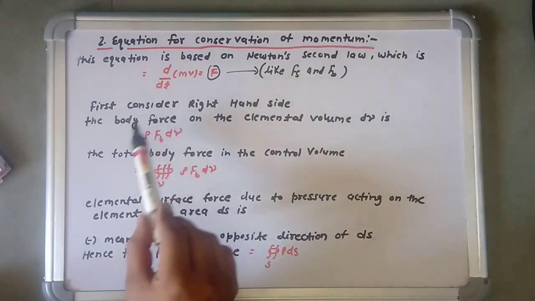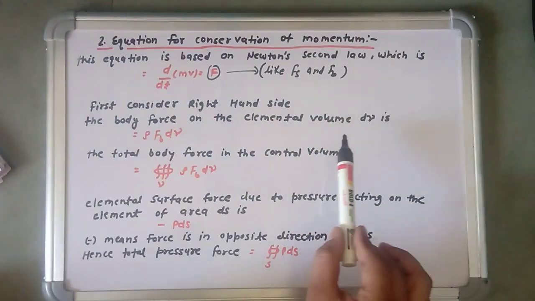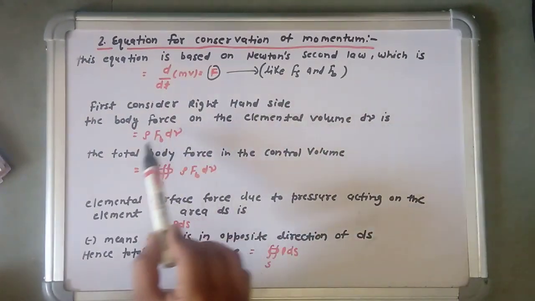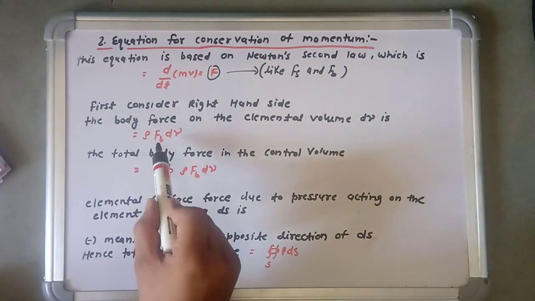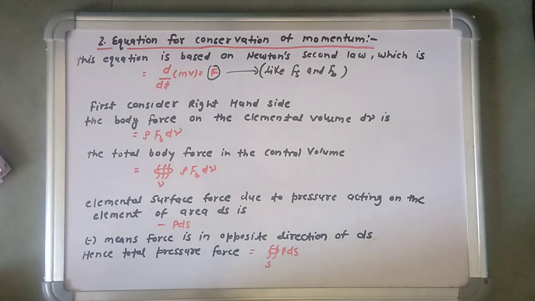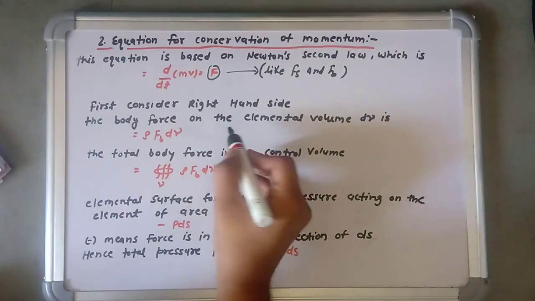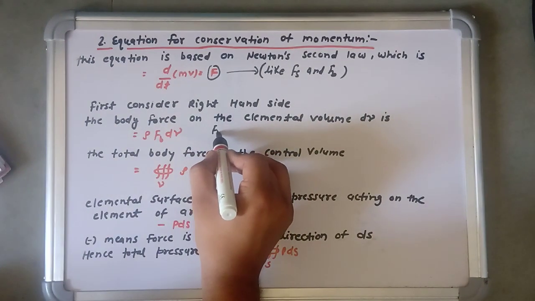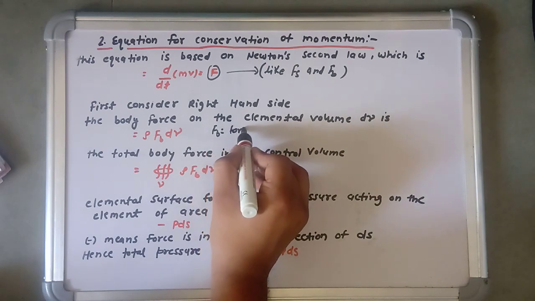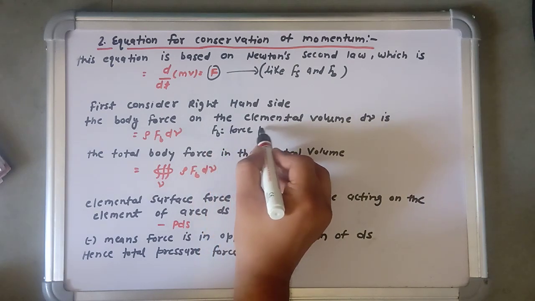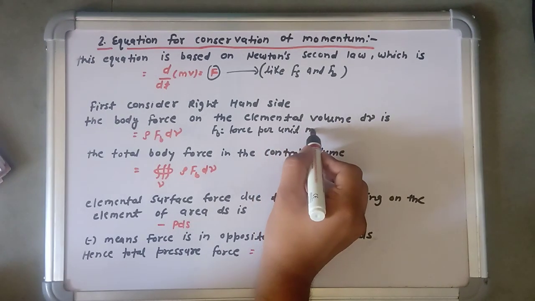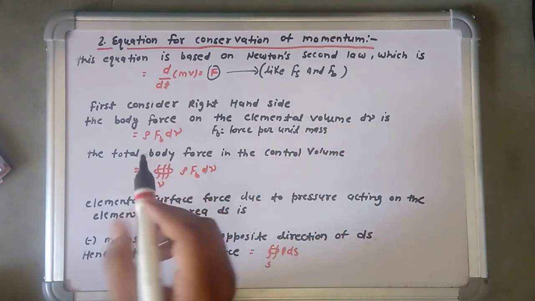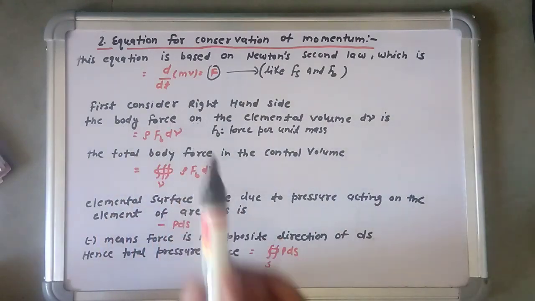Here the body force on the elemental volume dv is rho fb dv. Here fb is the force per unit mass, and p is the pressure.